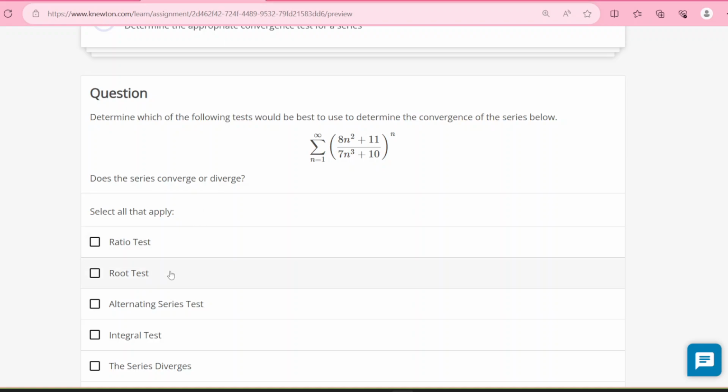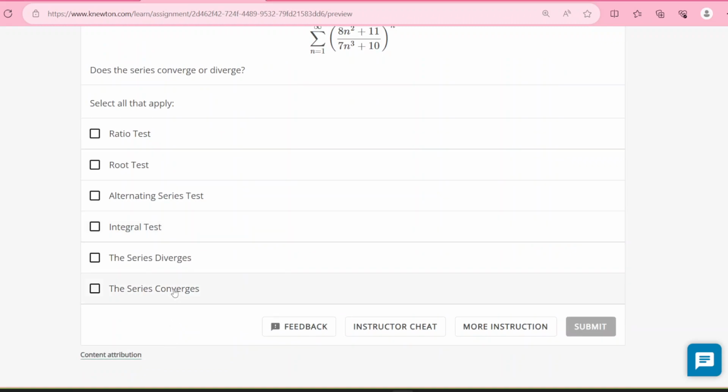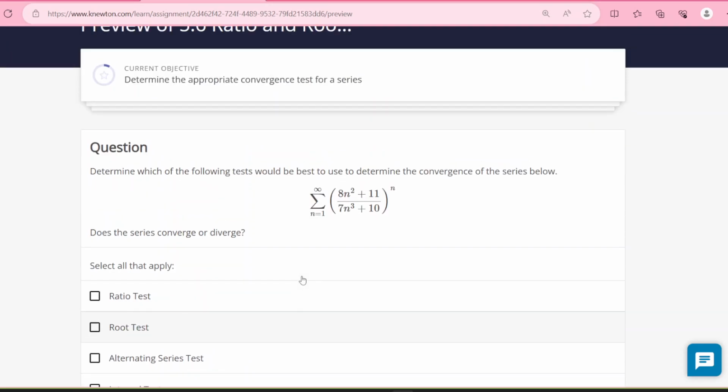So here's where I'll actually explain the ratio test, the root test. We have seen alternating series in section 5.5, and we've seen the integral test in section 5.3. So you've got 4 choices of test here, and then you also have to answer, does the series diverge or converge? All right, so first, I've already written these out. I'll explain them.